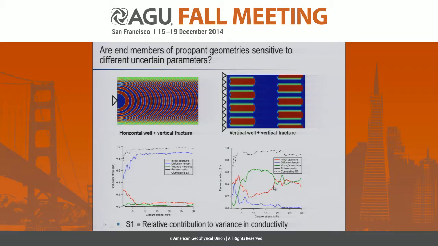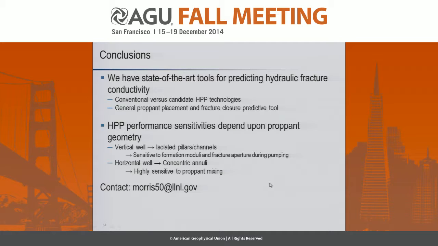So in conclusion then, we were able to develop a state-of-the-art tool that could allow us for the first time to really predict and understand the factors that influence the performance of heterogeneous proppant placement, which is an emerging technology to improve conductivity of fractures. And we were able to, with this tool, conceivably evaluate the performance of hypothetical heterogeneous proppant placement technologies. But the key part of the study I presented today was to try to understand how the uncertainty in the subsurface could be affecting vertical well and horizontal wells differently. And if you want any further information on this, feel free to contact me, and I'd be happy to field some questions.